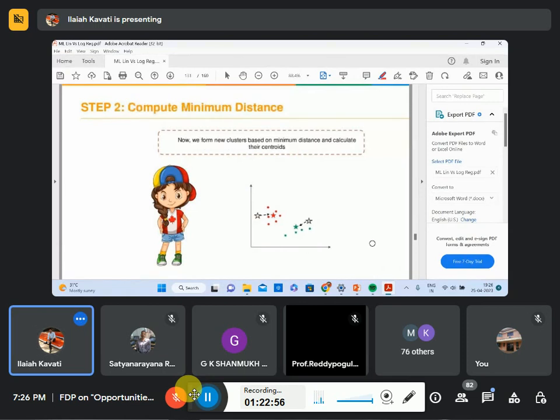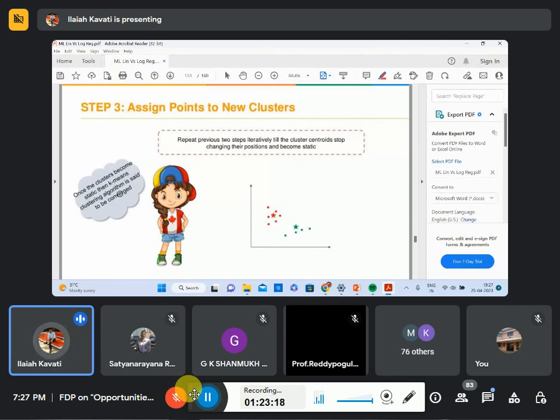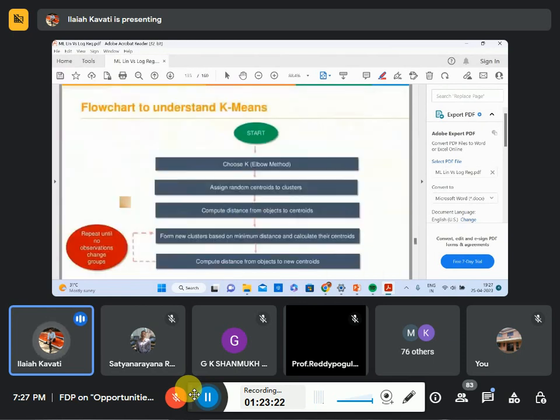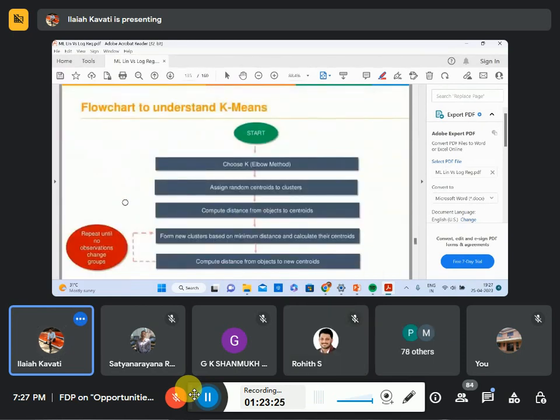Now the second step is we form new clusters based on the minimum distance and calculate the centroids again. This process will be repeated iteratively till there are no changes in the means. That is when the k-means clustering algorithm is said to have converged, meaning it becomes static and there is no change. So once the clusters become static, the k-means algorithm has converged. So this is the flow chart for that.